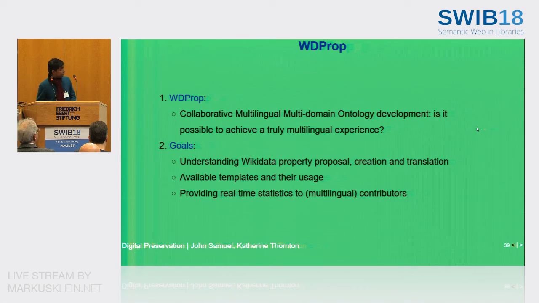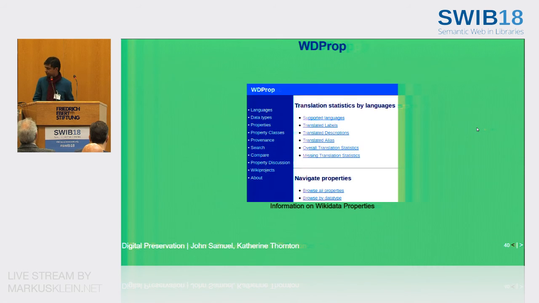So we would like to finish by talking about a tool called WDProp, which I've been working on. This is something to understand how properties are being created. Is it a really multilingual approach? If yes, how many languages are covered? So this tool helps you to get real-time statistics on how the properties are created, how many have been created, how many have been translated, what is the path of translation, etc.